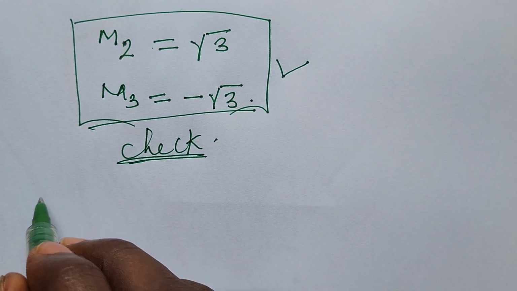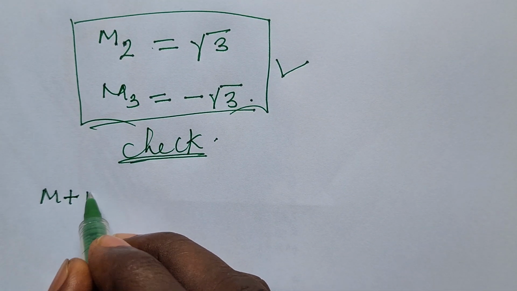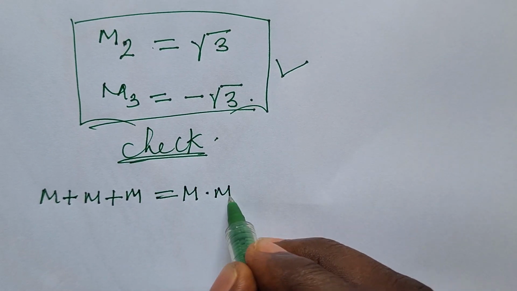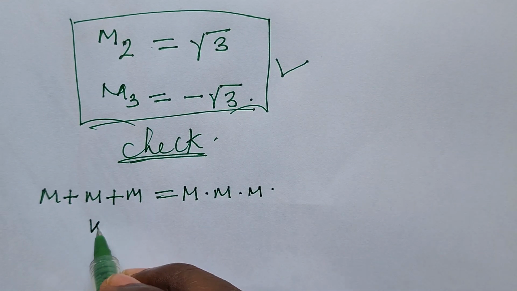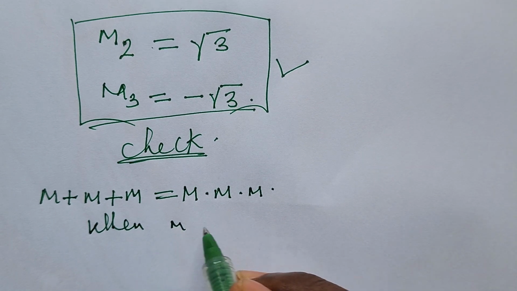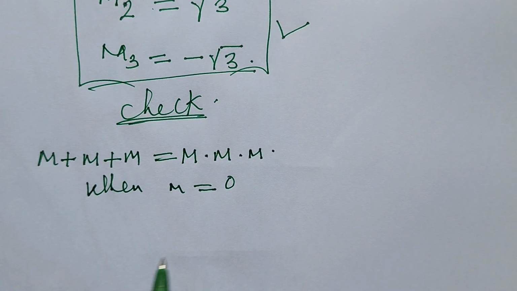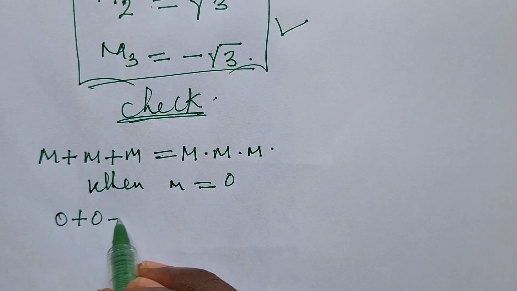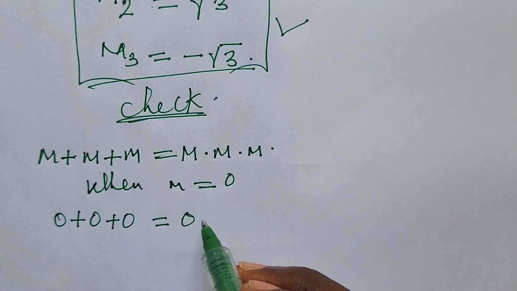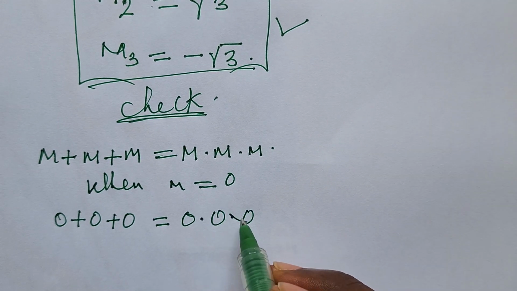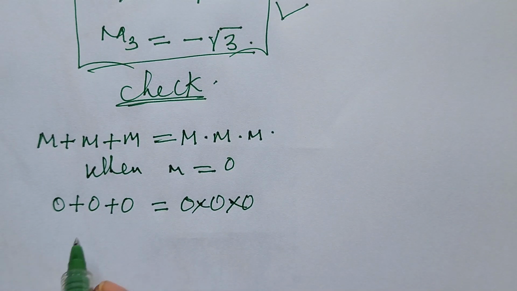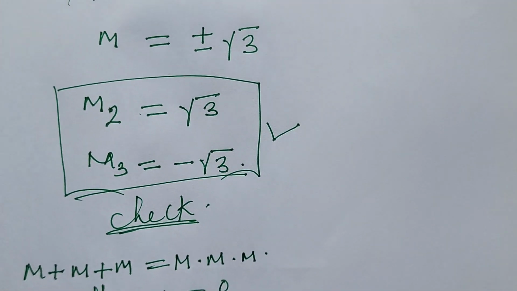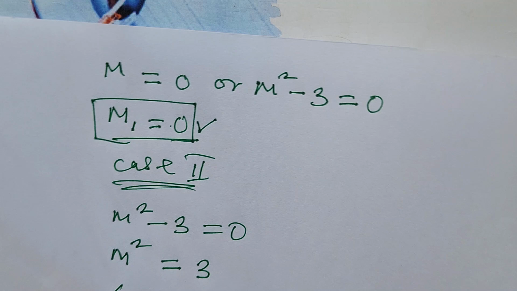The original equation, we all know, is m plus m plus m equal to m times m times m. So when m is equal to 0, what will be the fate of this? This is going to give us 0 plus 0 plus 0 equal to 0 times 0 times 0. Let's use our multiplication sign here. So this is going to give us 0 equal to 0. It shows that the first root, which is 0, satisfies the original equation, right?